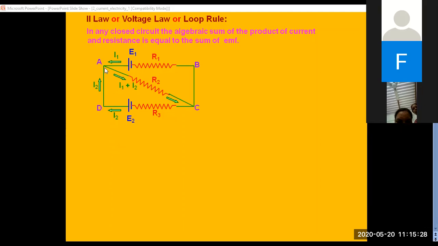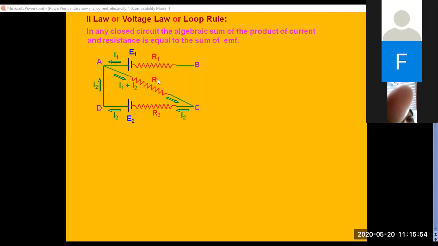Now when it comes to this point, first law we saw, this is called a node, or you call it a junction. I1 is also coming there, I2 is also coming. So what will flow towards C? It will be the sum of I1 and I2. You can see clearly, I1 is meeting here, I2 is also meeting at this point. So when it flows, it will be I1 plus I2.